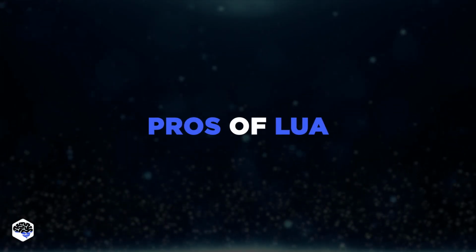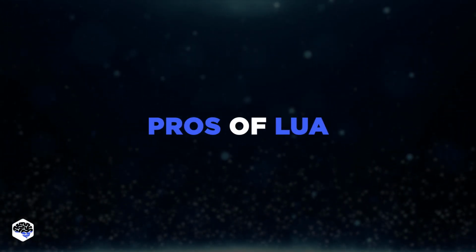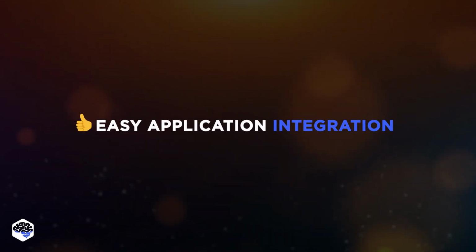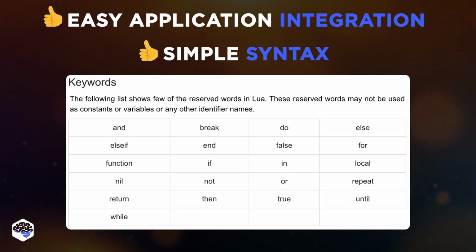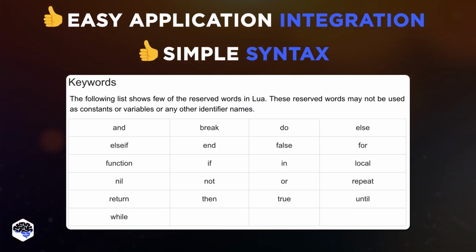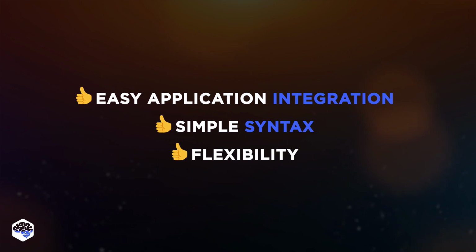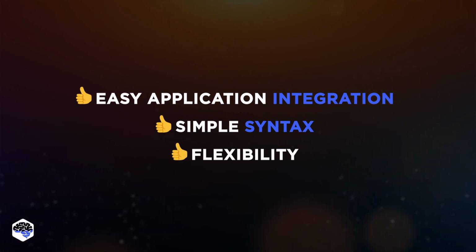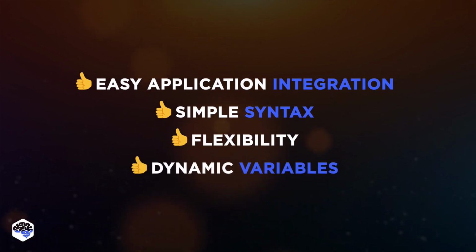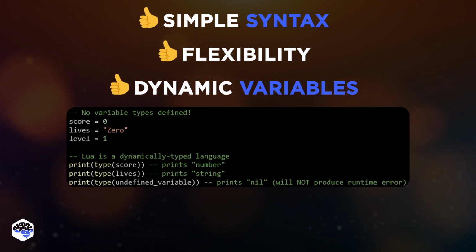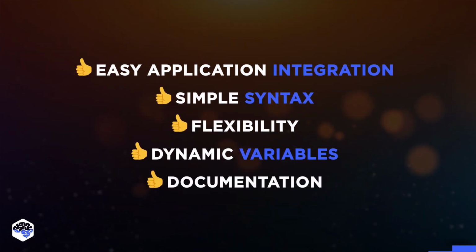Like any language, Lua has its pros and cons. Talking about benefits, the key one is easy application integration. The next one is simple syntax. A relatively simple syntactic structure with about 20 highlighted keywords makes it easy to dive into Lua programming. Lua is also well known for its flexibility. Without the standard libraries, you can customize Lua to suit your needs. Dynamic variables in Lua allow you to define variables without defining types, and the type is determined automatically at runtime. And finally, it has lots of documentation.